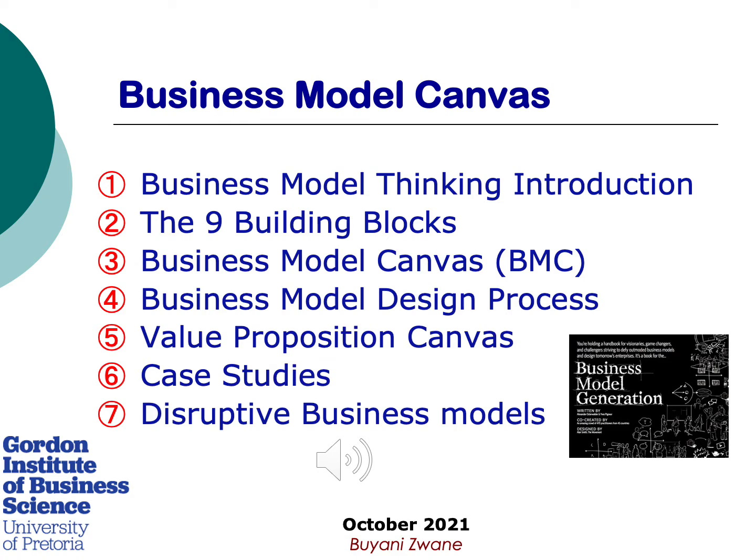Following hereafter will be a discussion on business model thinking. We'll just introduce that. We'll then go to the 9 building blocks that make up the business model canvas. We'll have a discussion on the business model canvas itself, BMC, and then we'll venture into the business model design process. Having done that, we want to look into our value proposition. A value proposition canvas will be the tool we will need to utilize to determine exactly how we are going to be the preferred value provider to our customer.